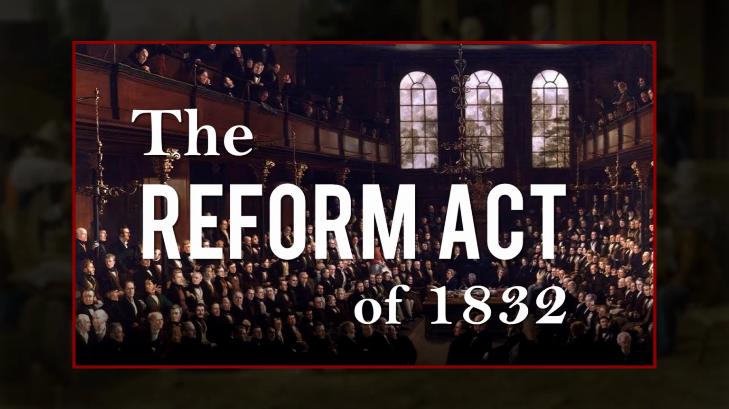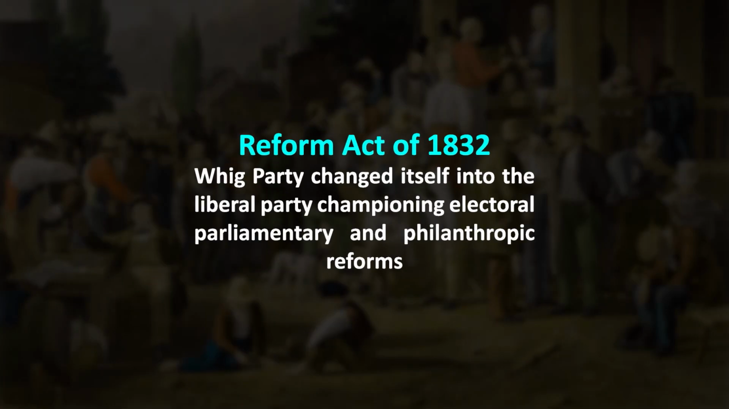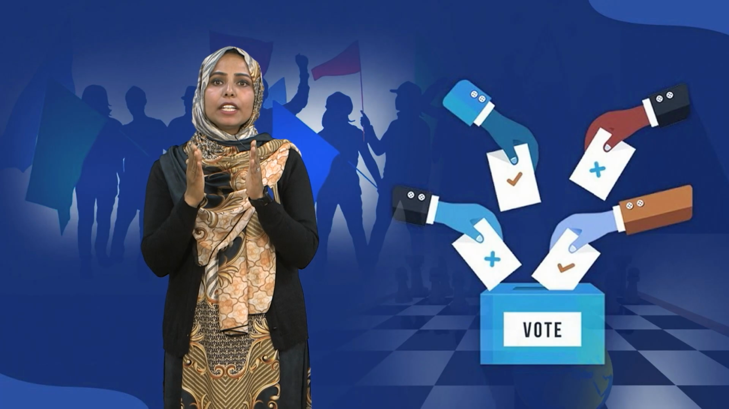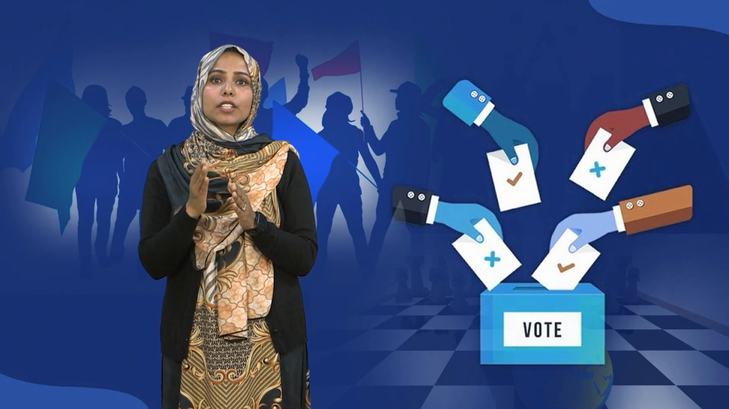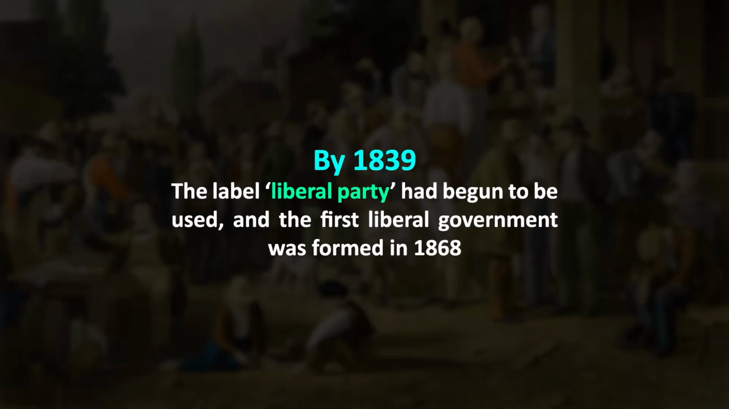After the Reform Act of 1832, the Whig Party changed itself into the Liberal Party, championing electoral, parliamentary and philanthropic reforms. As a consequence of the widening franchise brought about by the 1832 Act, the middle class entered the otherwise aristocratic Whig Party. By 1839, the label Liberal Party had begun to be used, and the first Liberal government was formed in 1868. The Liberal Party disintegrated in the 1880s mainly because of its inability to solve the Irish question and win the consolidation of franchise for the working class.